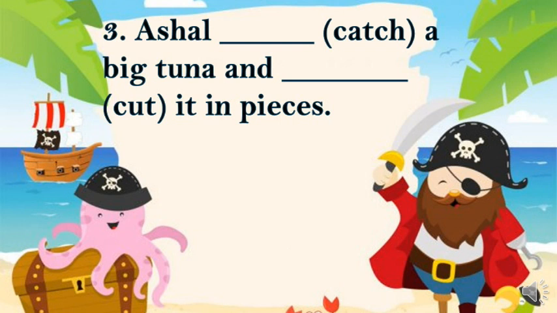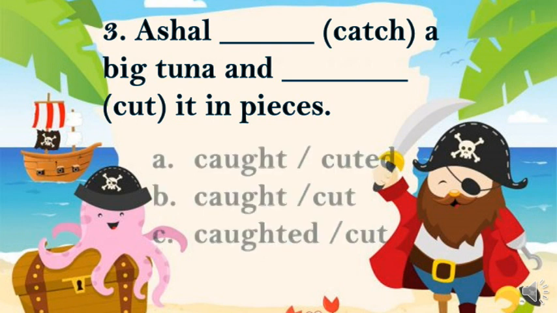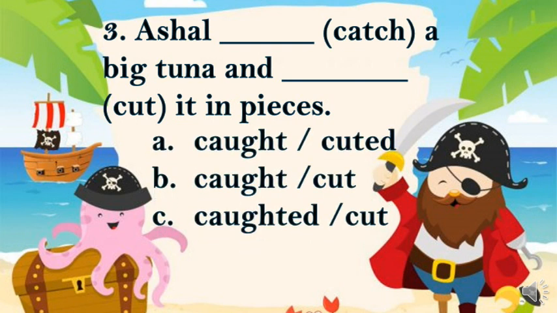Pirates, for you the last question. I shall dash catch a big tuna and dash it in pieces. And in the brackets we have catch and cut. Let's see. A is caught and cutted. B is caught and cut. C is caught and cut. Which one is the correct answer, pirates?